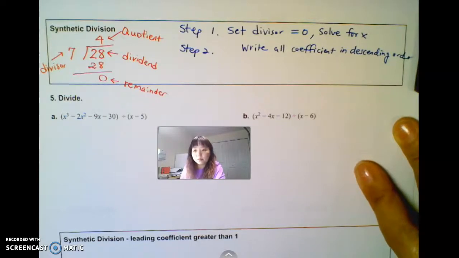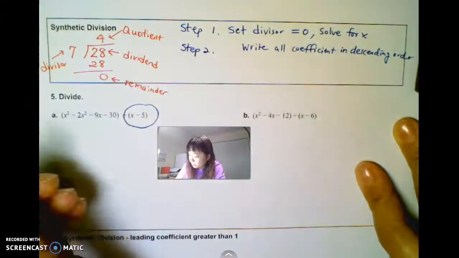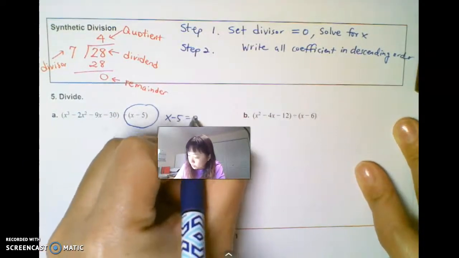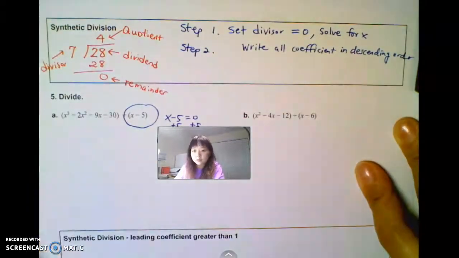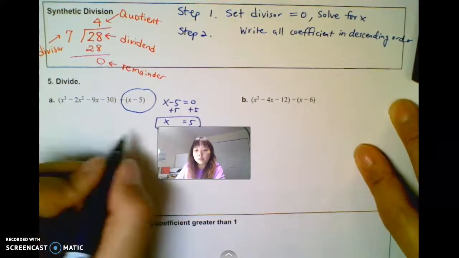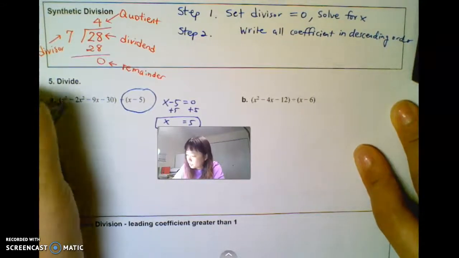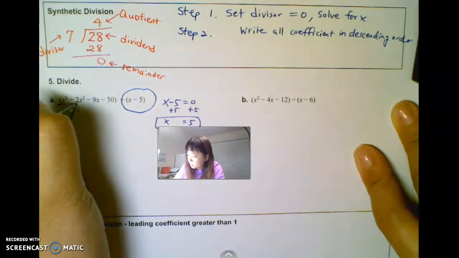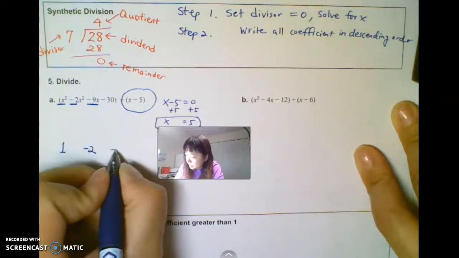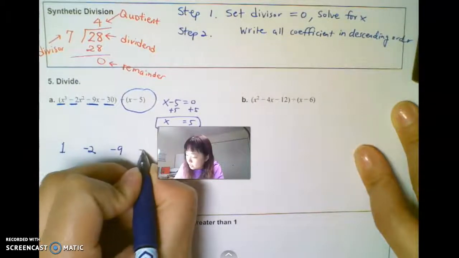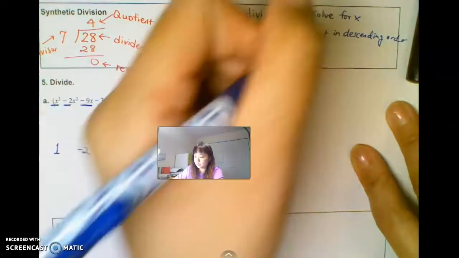So if I'm doing number 5, right? Step 1, we're going to set the divisor equal to 0. So x minus 5 equals 0. Well, plus 5, x is 5, right? So what we're going to do is try to divide this polynomial by 5. So step 2, write all coefficients in descending order. The coefficient of x cubed is 1, right? The coefficient of negative 2x squared is negative 2. The coefficient of negative 9x is negative 9. The coefficient of negative 30 is negative 30. So that's what we mean by step 2, write all the coefficients.